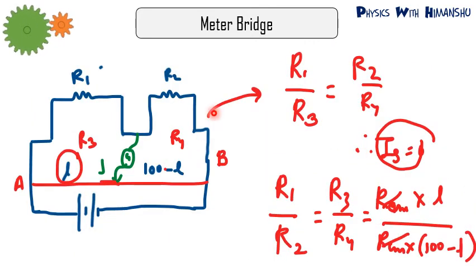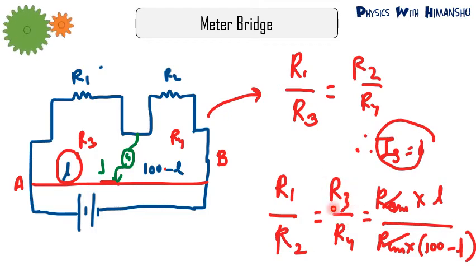Okay, so now we will derive the equation for our meter bridge. If you will see, R1 by R3 will be equal to R2 upon R4. So R1 by R3 will be equal to R2 by R4. If this condition is satisfied, then current in the galvanometer will be equal to 0. What we'll do is we'll cross multiply. So R2 will come here, R3 will go there. So R1 by R2 will be equal to R3 by R4.